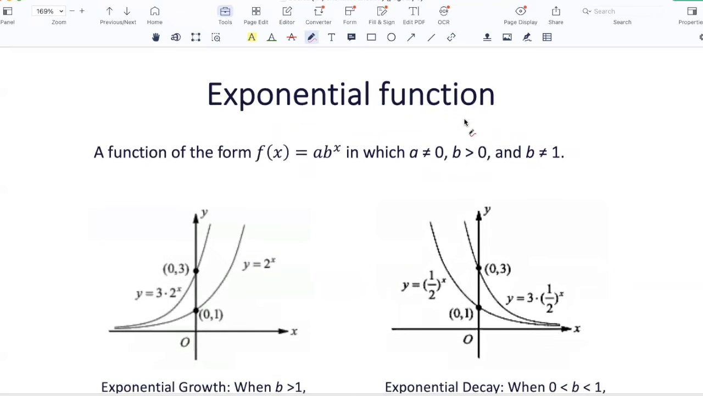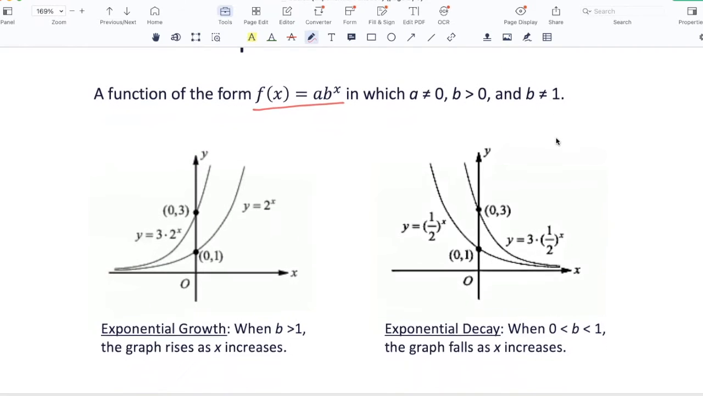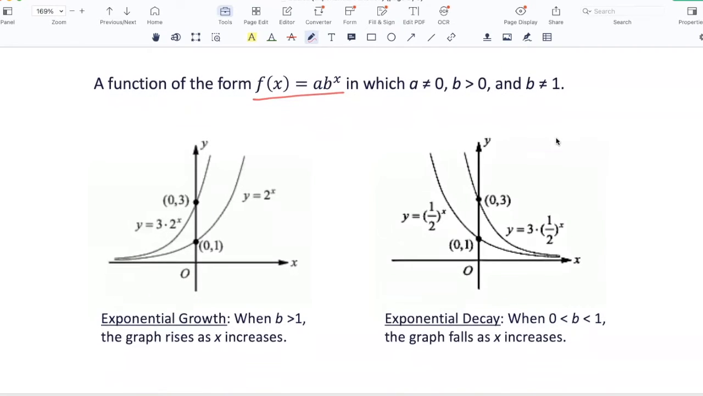So the exponential function is a function of the form f(x) is equal to a times b to the power x, where a and b are constants. A should be non-zero, b should be positive, and b should not be 1. Now, there are two kinds of exponential functions. One represents exponential growth when the base of the exponent b is greater than 1, and the other is exponential decay when the base b is between 0 and 1, right?